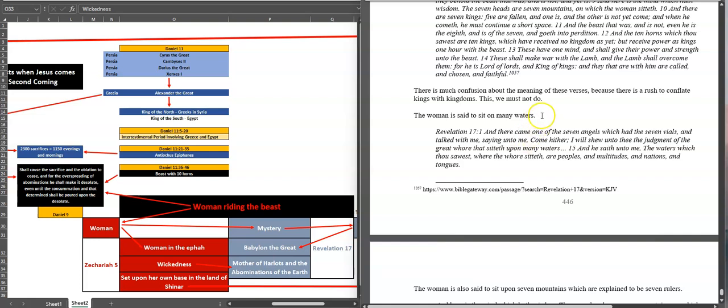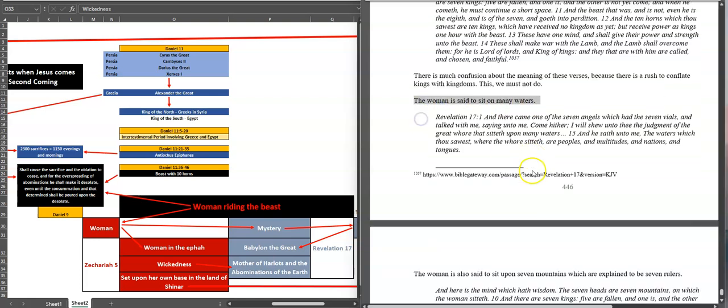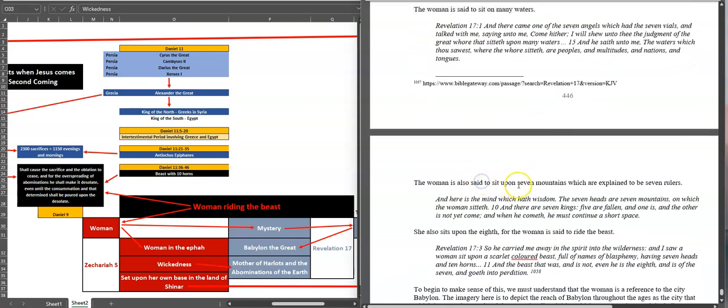So it's important to note because she is said to sit on multiple things. And obviously 100% of this is imagery, and we are given understanding of the imagery in Revelation 17. So first, she's said to sit on many waters. The woman is also said to sit upon 7 mountains, which are explained to be 7 rulers.